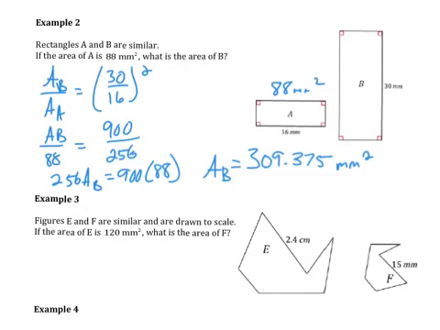So look at the two images. I guess the drawn to scale part means you can determine which one's bigger, which one's smaller. But be careful, please. This is 2.4 centimeters. This is 15 millimeters. So you need to convert to millimeters since the area is in millimeters squared. So instead of 2.4 centimeters, it's going to be 24 millimeters.